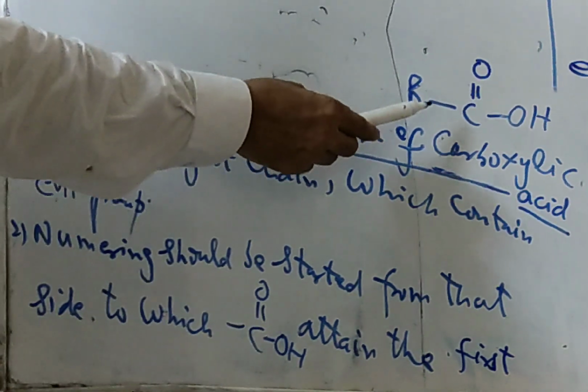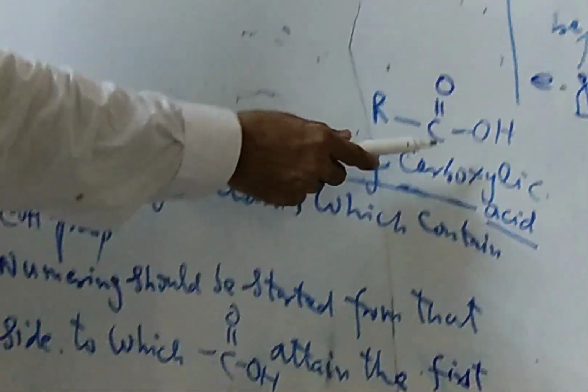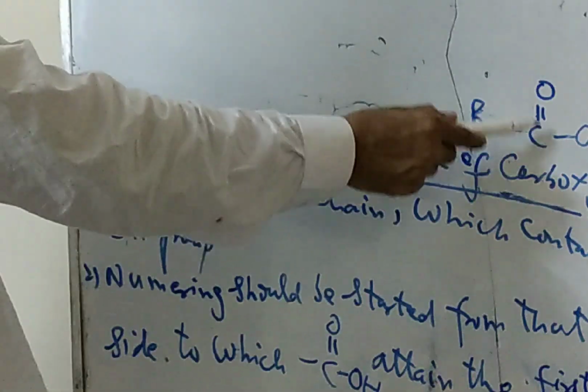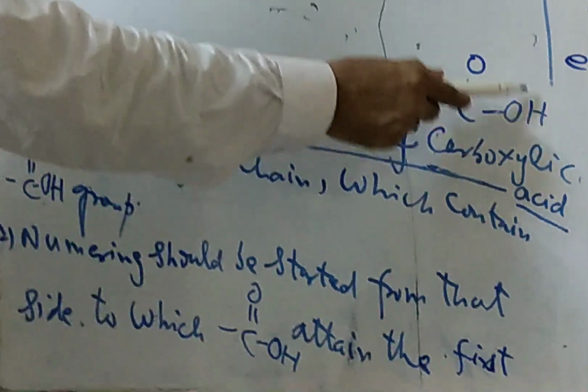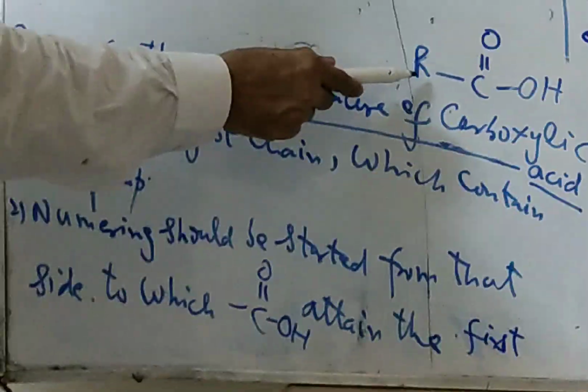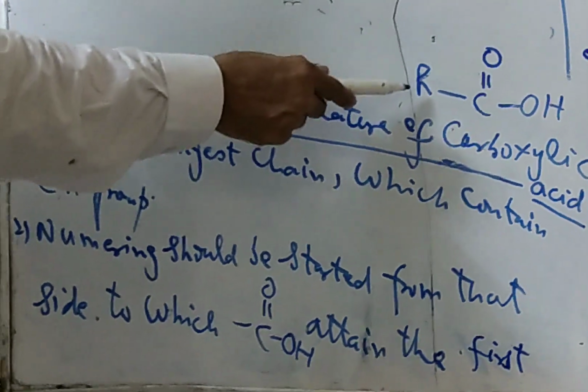Next one is the carboxylic acid. The functional group is COOH, that is C double bond O, and this is OH. This is known as the carboxylic acid, RCOOH, where R is the alkyl radical: methyl, ethyl, propyl.